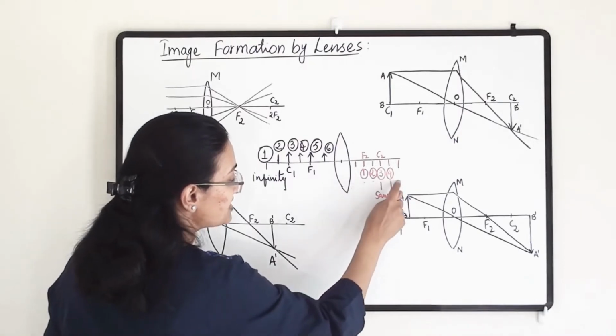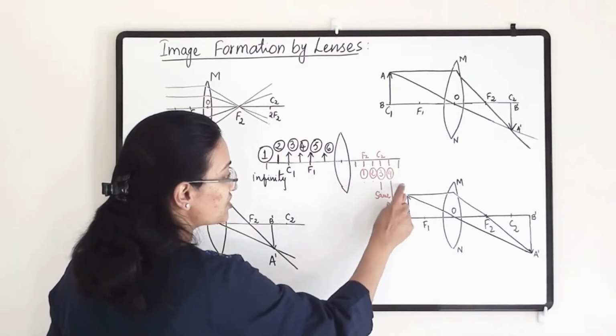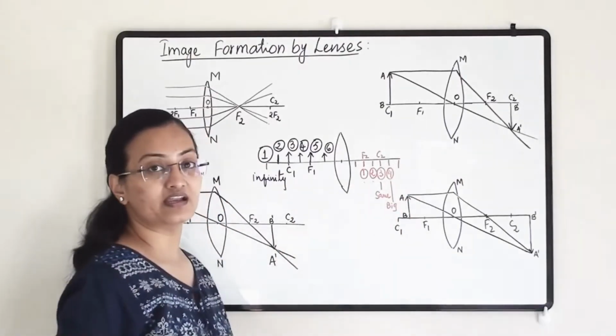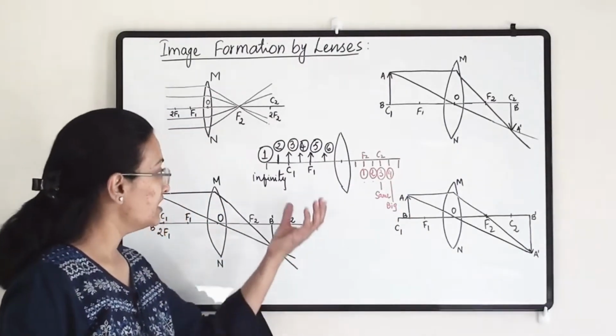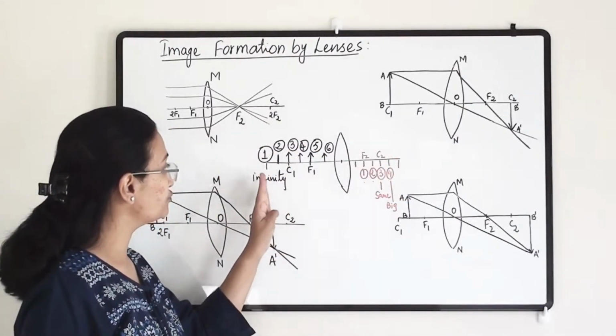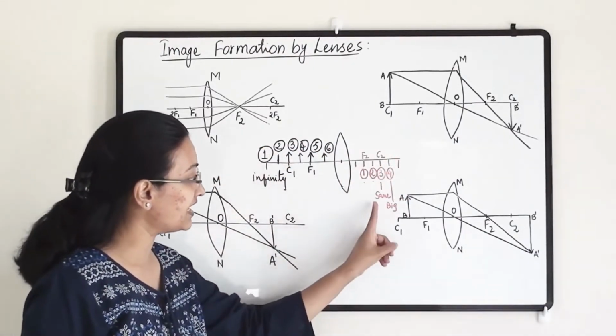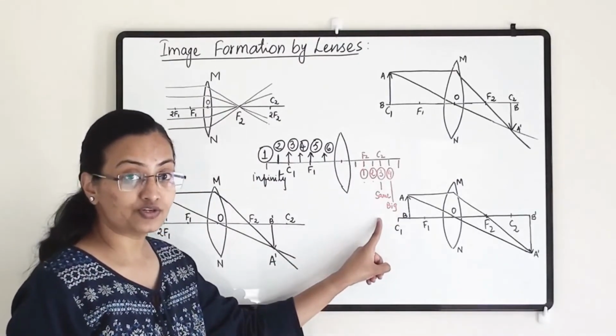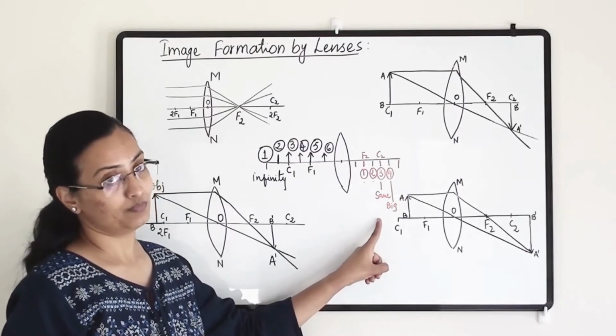In all of these cases, we are getting the image real and inverted. So when you remember like this, it will be easy for you to discuss each and every case, and you can also remember what will be the nature and size of the image.